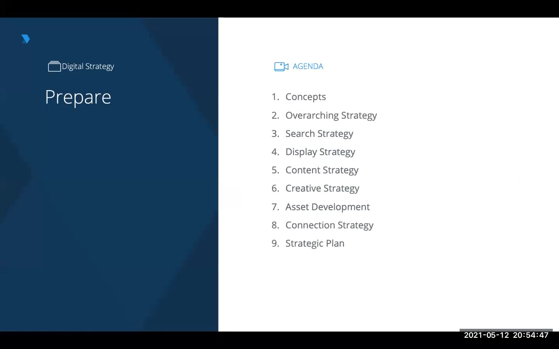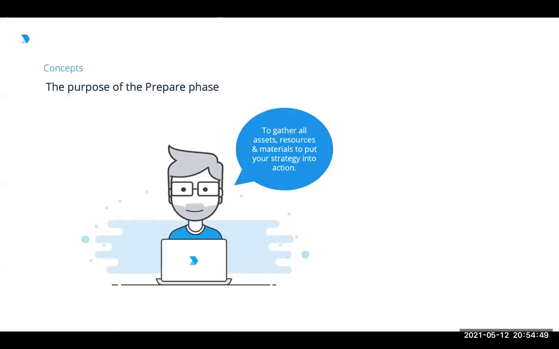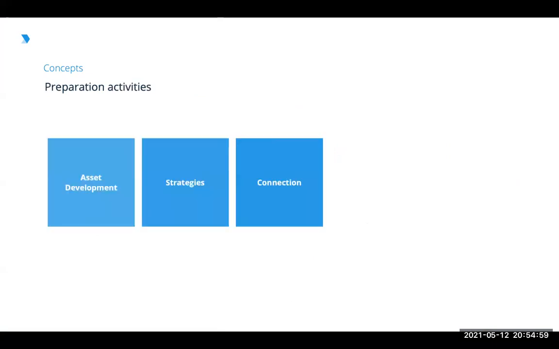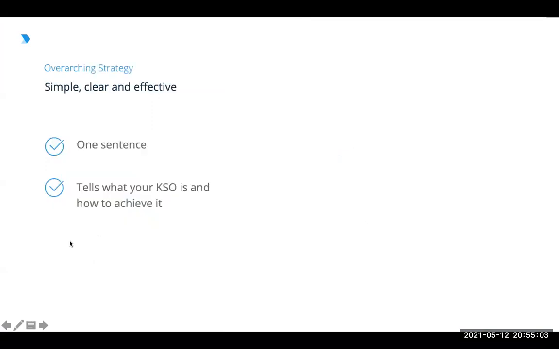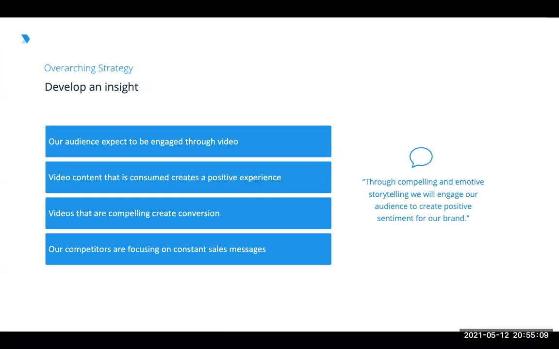So this is, we kind of looked at some of this already. Let me just check the time. The purpose of the prepare phase is to gather all assets, resources, and materials to put your strategy into action. Asset development, strategies, and connection. Asset, really, you're talking about your content. Very, very important. All right? You're really talking about your content.